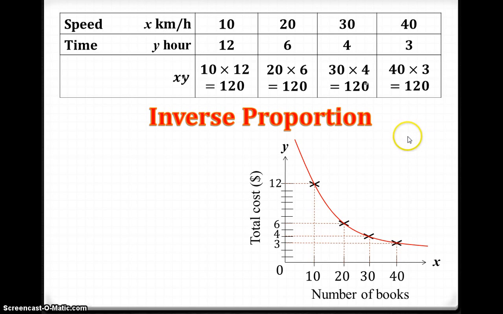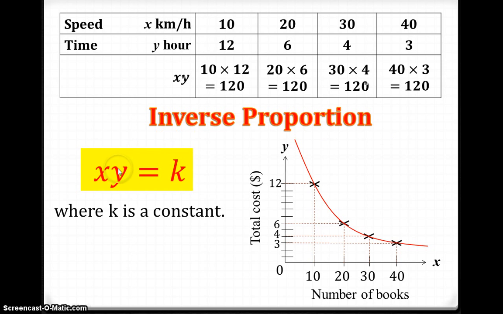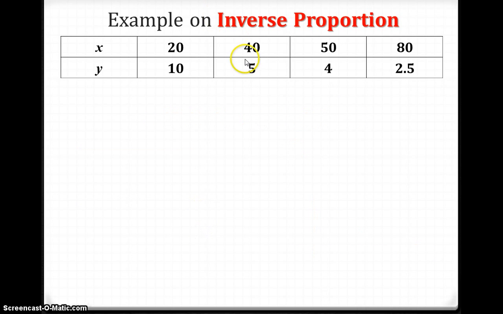So if I'm asking you, what is the equation of the inverse proportion? Are you able to tell me? Yes, it is xy equal to k, where k is a constant. And for this, you do not have a second equation. Just remember this one will do. xy equal to k. Let's look at another example of inverse proportion.